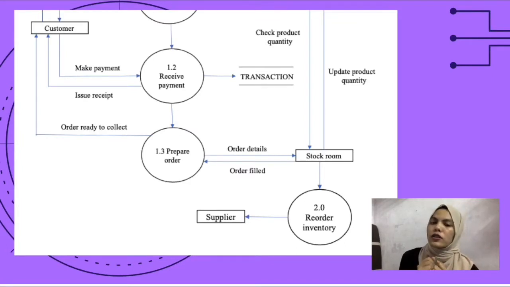Also, the stockroom will update their product quantity with the inventory list, and we also check the product quantity. If it's lesser than usual, then they will place an order with the supplier, and they also keep a file with the supplier's details to reorder from the same supplier, and they also have a product order list. This will make it easier for them to place orders again.